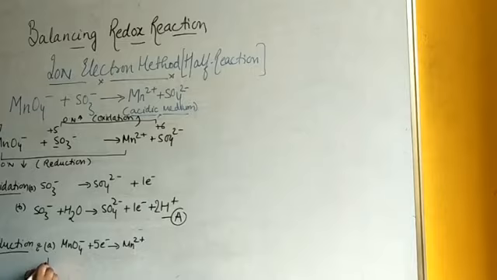Now second step, we will see the charge on the species. It is minus 1 here, this is minus 1 into 5, so it's minus 6 here, students. So it is minus 6, and here it is how much?